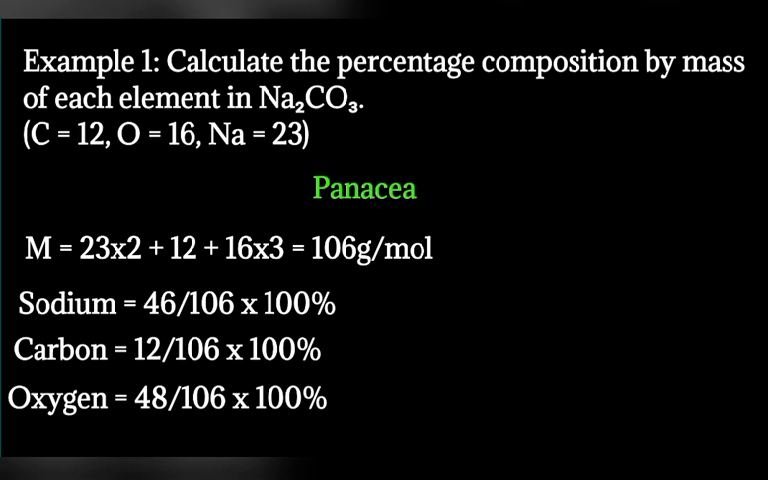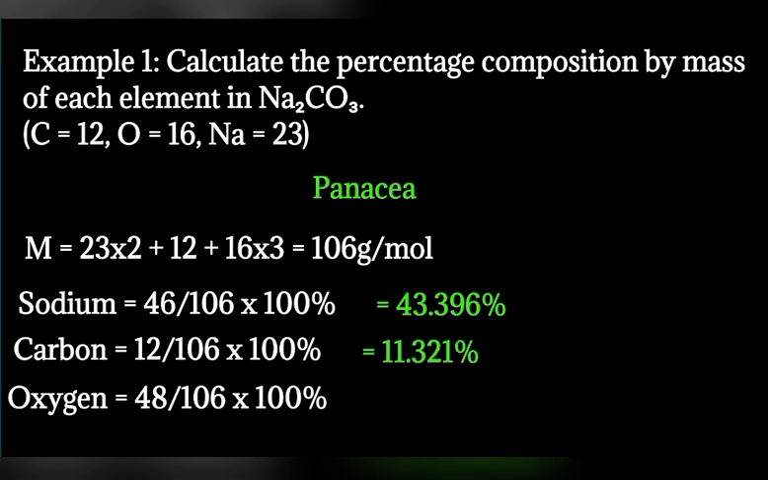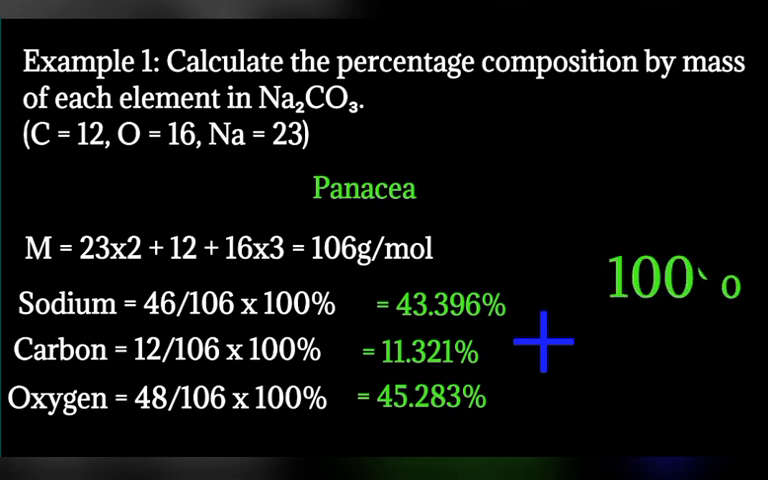Now, having done this, you can proceed to get the approximate value of each mass. For sodium, you have 43.396%. For carbon, you have 11.321%. And for oxygen, you have 45.283%. When you add up the values you have for the 3 elements, you are supposed to get 100%. This shows that what you have done is accurate. That is how you can test for accuracy whenever you are finding the percentage mass composition.